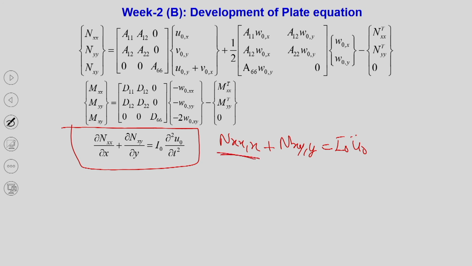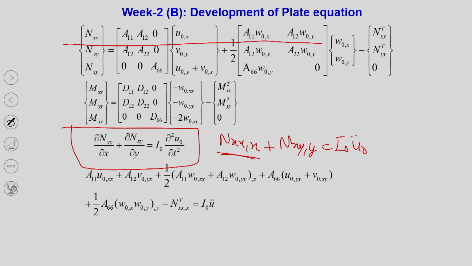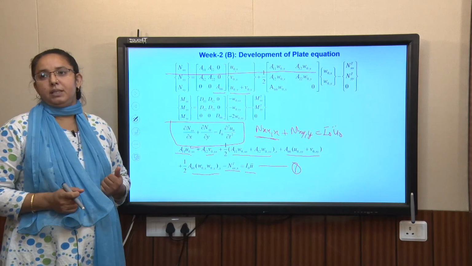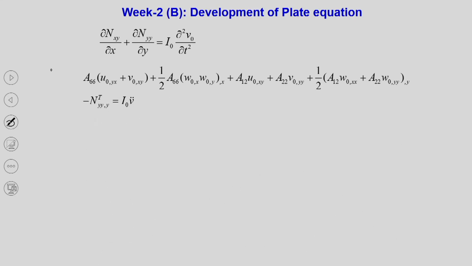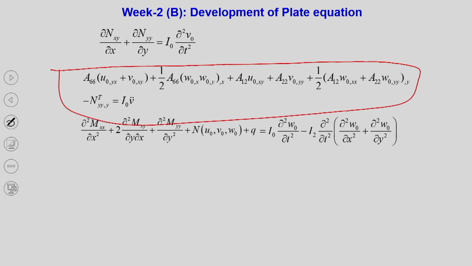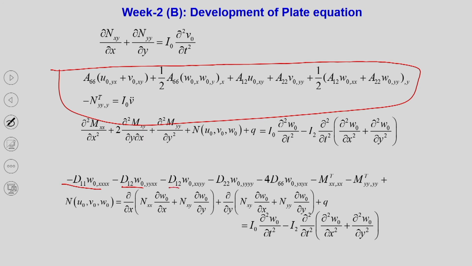You substitute this from here, so it looks like this. A11 of u naught comma xx, taking the second derivative, A12 v naught comma yx, second derivative, then this along x and Nxy, Axx in this, and the non-linear contribution and thermal contribution. So, our first equation becomes like this. Now this equation is in the form of primary variables. Similarly, the second equation can be converted into this form, and the third equation also using D11, D12. Basically, I have to put some brackets here. So, this is your third equation.